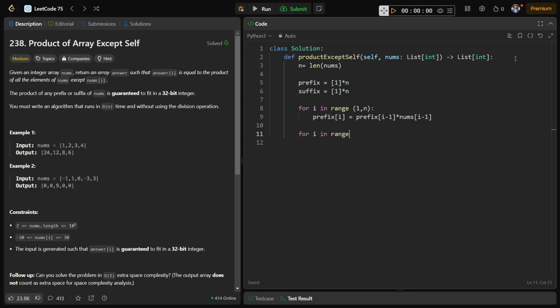For i in range n minus 2, since we are starting from the second last index, and we will skip by minus 1 index. Suffix of i will be suffix of i plus 1 into nums of i plus 1. And at the end we will have the answer array where prefix of i into suffix of i will be there for i in range n, right? And at the end we will return answer.